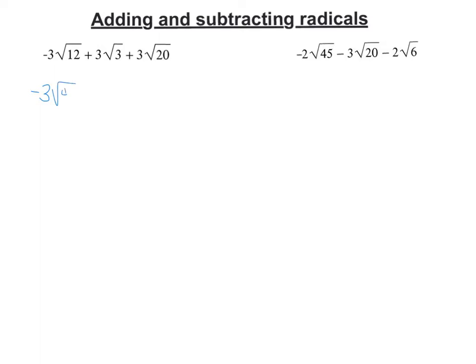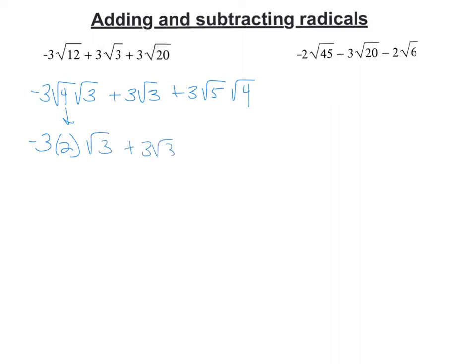Radical 12 will break up into 4 and 3, because 4 is a perfect square inside of 12. 3 radical 3 is going to stay the same, and radical 20 will break up into 5 and 4. So now just simplify. Negative 3 times 2, because this becomes a 2, radical 3 plus 3 radical 3, plus 3 times 2, because this becomes a 2, and radical 5. Alright, negative 6 radical 3 plus 3 radical 3 plus 6 radical 5.